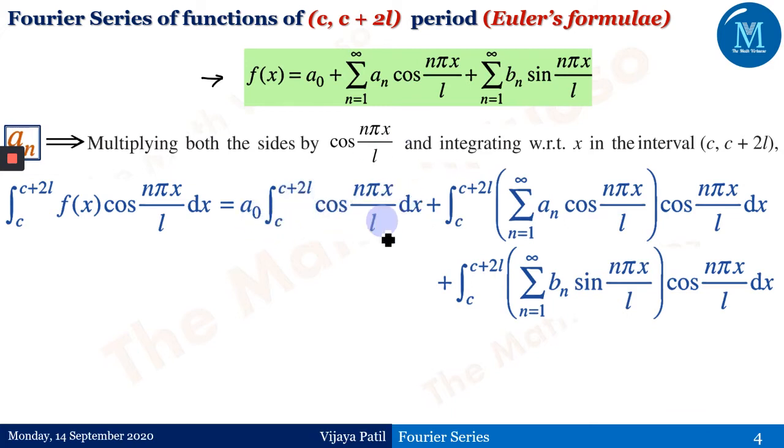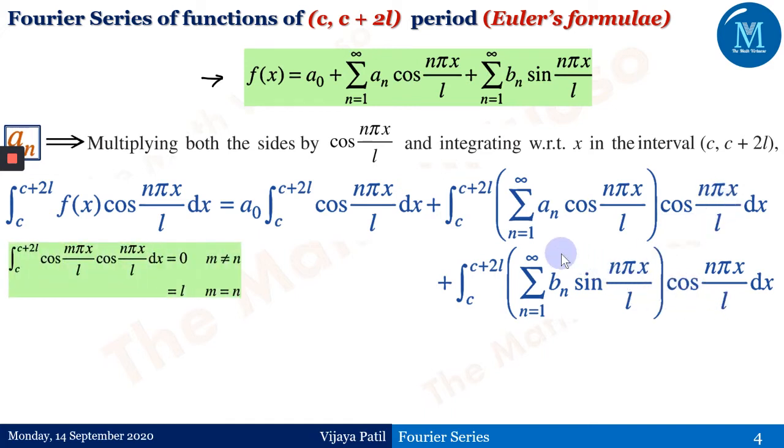cos of n pi x by l dx, and this entire thing is getting multiplied with cos n pi x, again this is cos n pi x. So now if you observe, integration c to c plus 2l cos of m pi x by l into cos of n pi x by l dx, if m is not equal to n, then it will give me 0. And if it is equal, then we will get it as L. So if you observe this second term, cos of n pi x by L, cos of n pi x by L, the values of m and n are equal, that is n here, and therefore we'll be getting this entire integral as L.